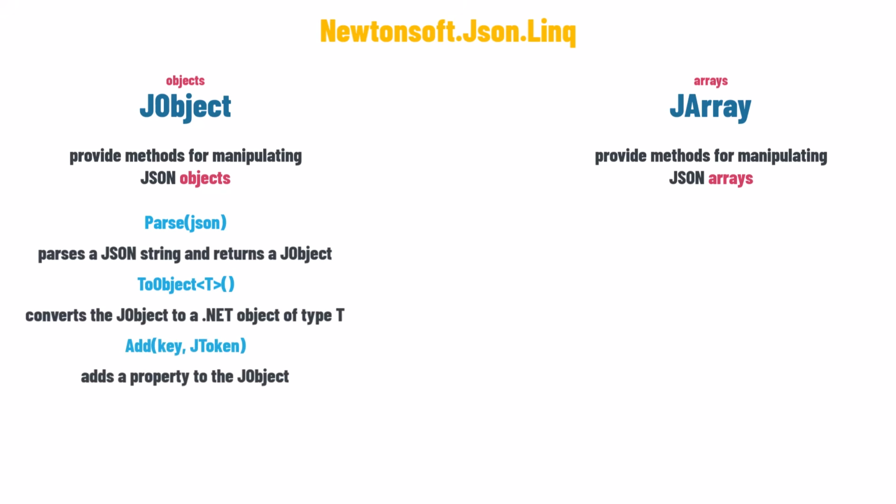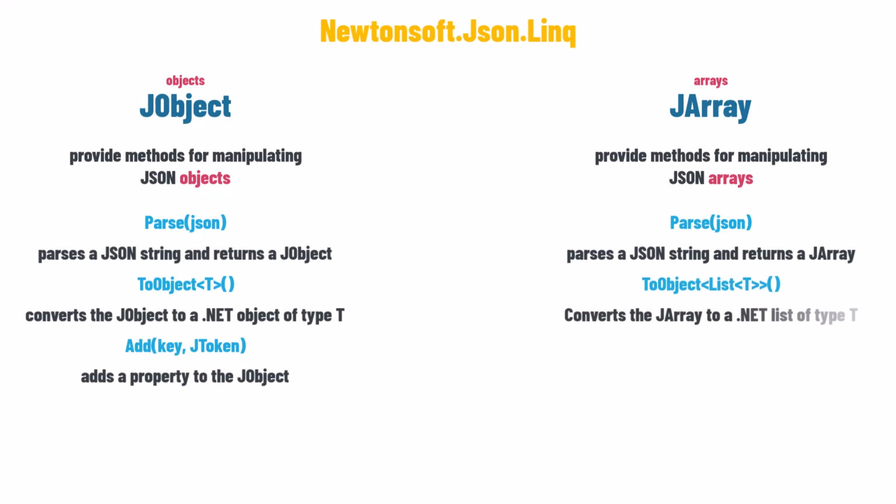On the other side we have the following methods. Parse method parses a JSON string and returns a JArray. ToObject of list of T converts the JArray to a .NET list of type T. For example, to convert an array of string to a list of string. Other available classes are JValue and JToken. JValue represents a primitive JSON value, for example a string, number, boolean, etc. JToken is the abstract base class for all JSON values in JSON.NET, like JObject, JArray, JValue.